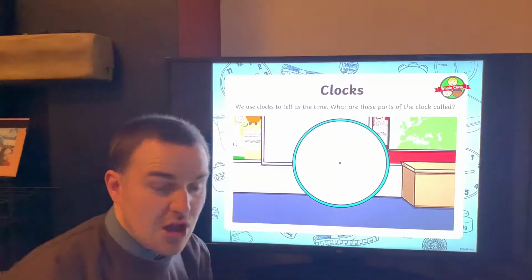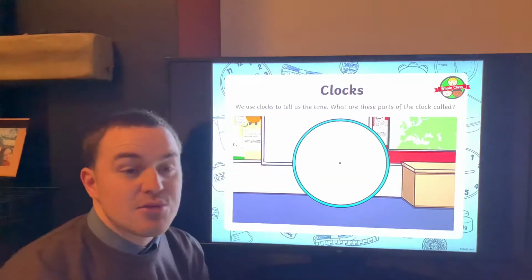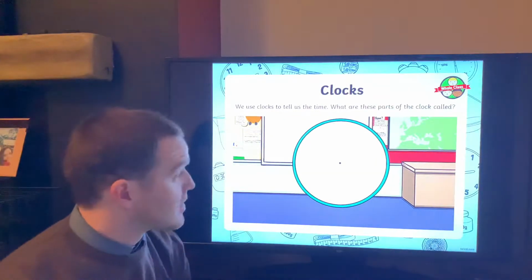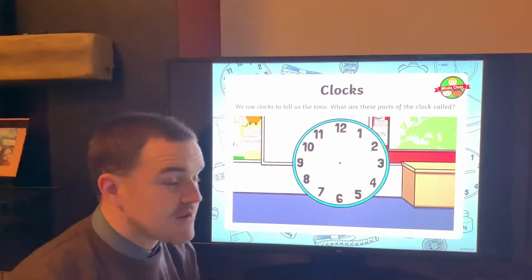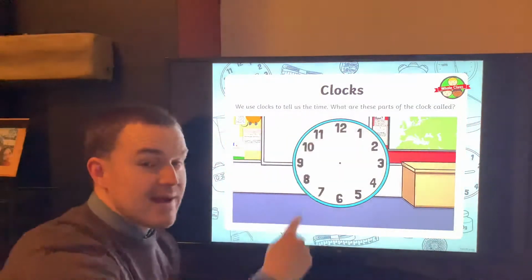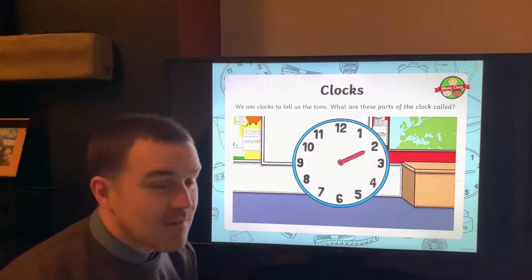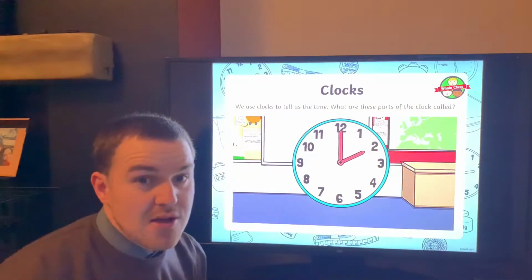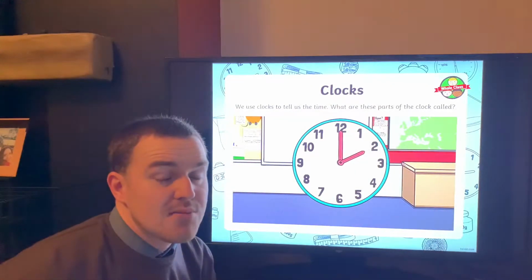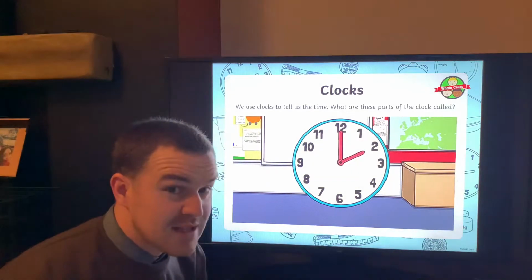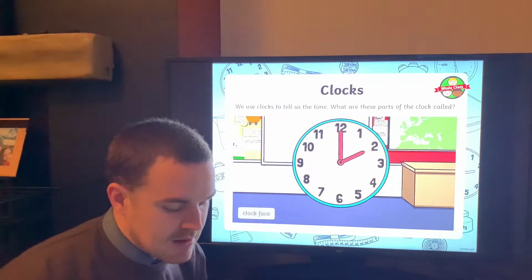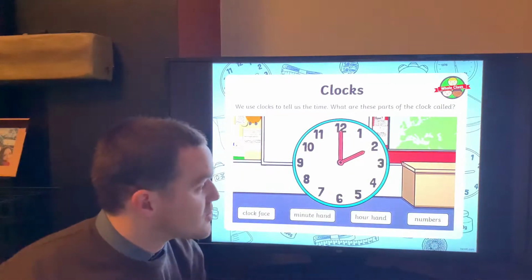Now we use clocks to tell us the time, so let's look. We need to get to know the main parts of the clock first of all. If you look on the screen, we have our numbers. We've gone from 1 the whole way round to 12. We have some hands. This clock has 2 hands on it, but most clocks have 3 hands. They also have another hand, which we'll talk about in a minute, but we don't really need to know that just yet.